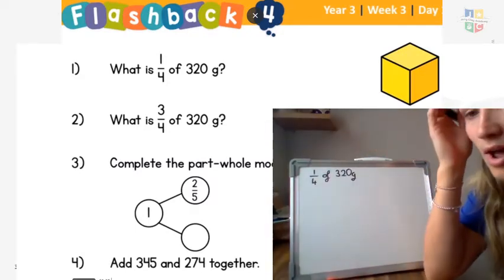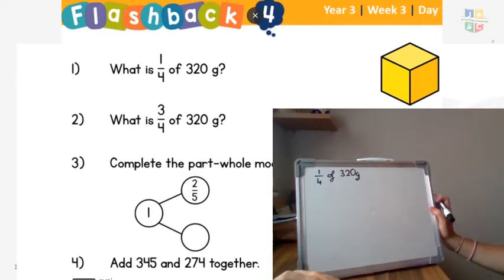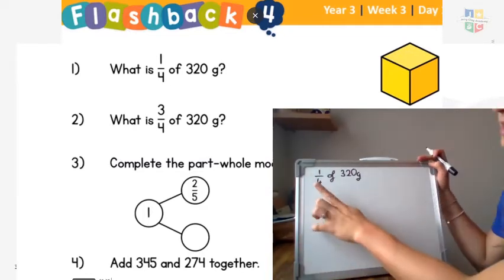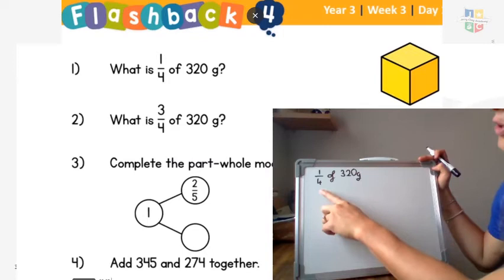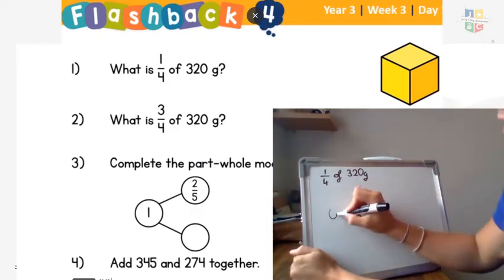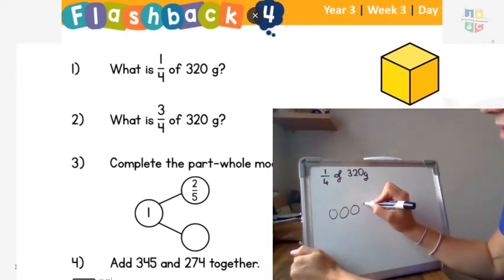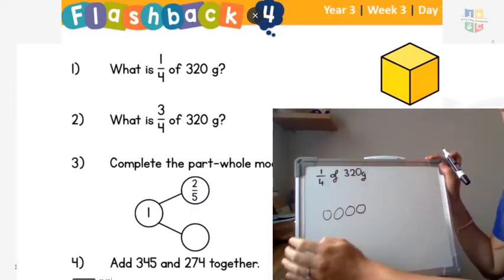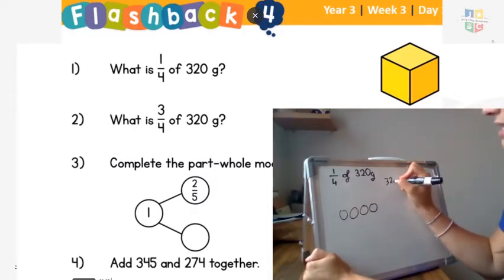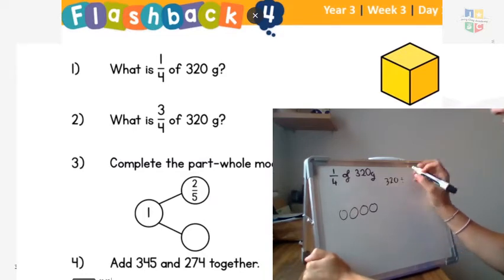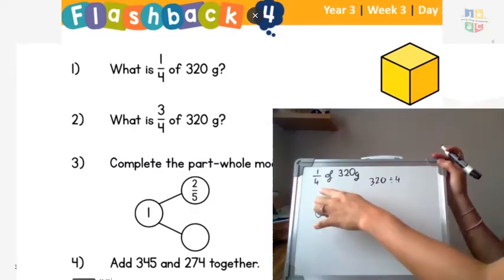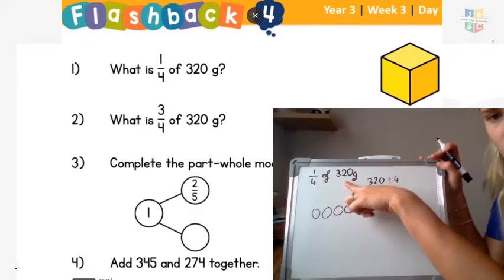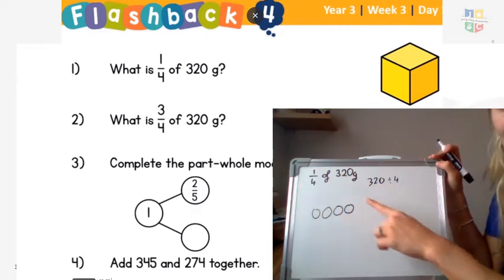Okay, so let's have a look at number 1. So number 1, 1/4 of 320 grams. So we already know that we're trying to find a quarter. We know that there are 4 parts, so we can already draw our 4 parts. Now, we know our total number is 320. So I want to do 320 divided by the number of parts. So divided by 4. So 320 is my total number, and I'm dividing it by the number of parts.